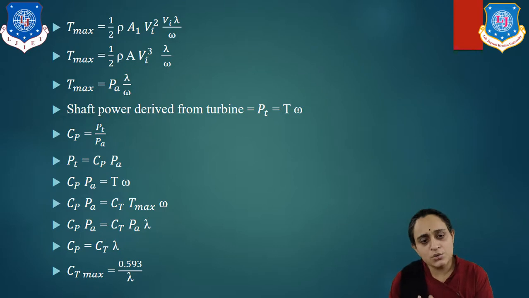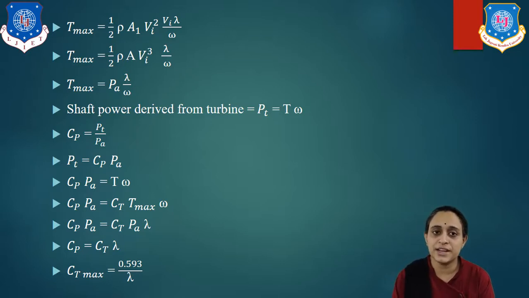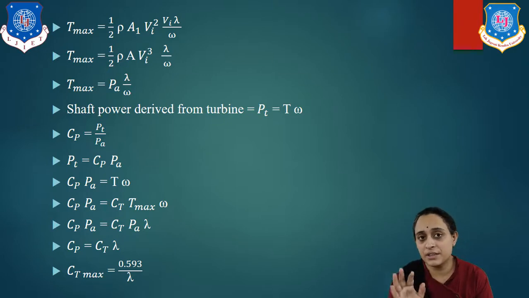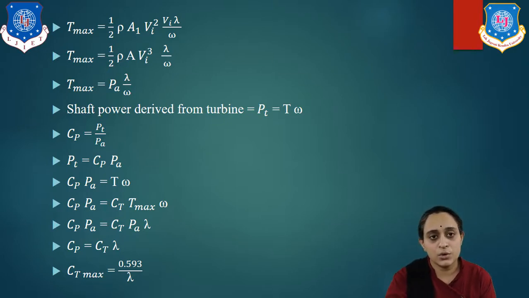Now the remaining two steps you have to consider on your own. Now if we consider the maximum value of Cp, as we have already discussed, it is 0.593. So if we are considering the ideal case, Ct maximum, the coefficient of torque maximum, is 0.593 by lambda. Okay, so this is our study of wind energy.